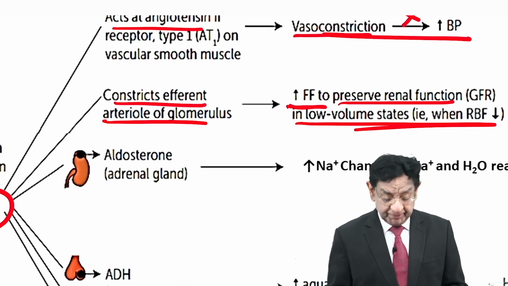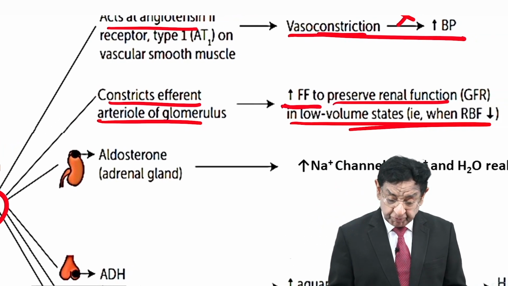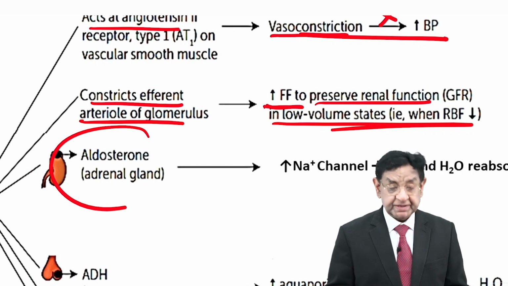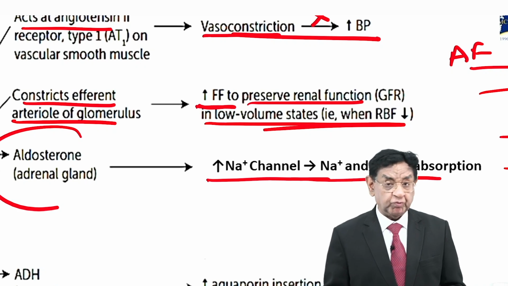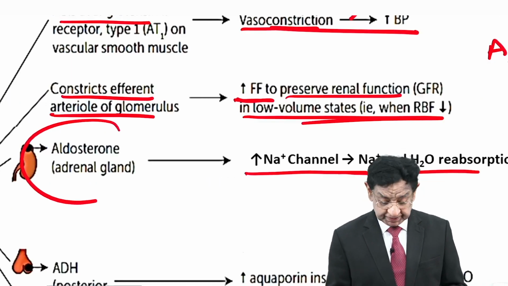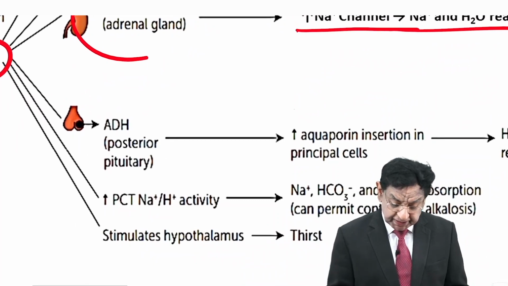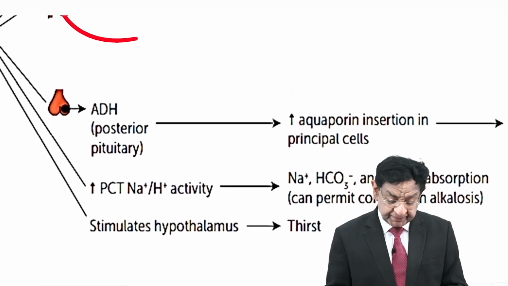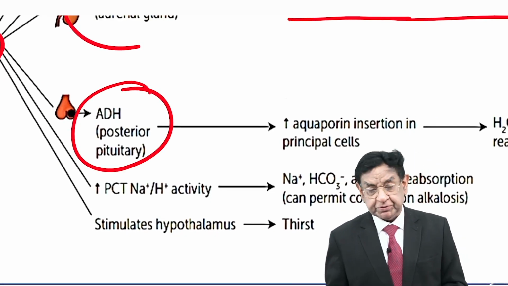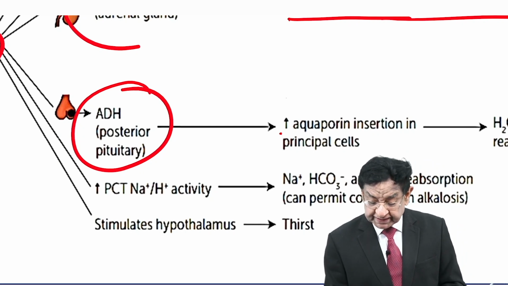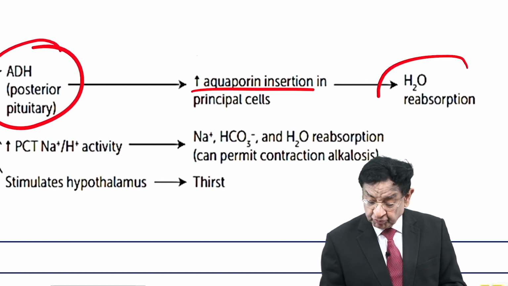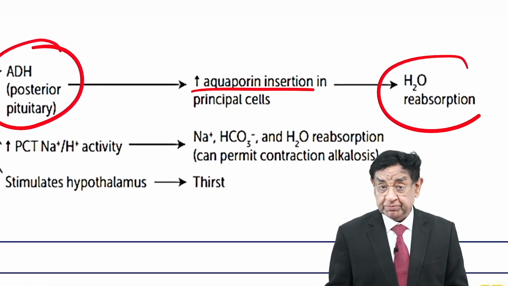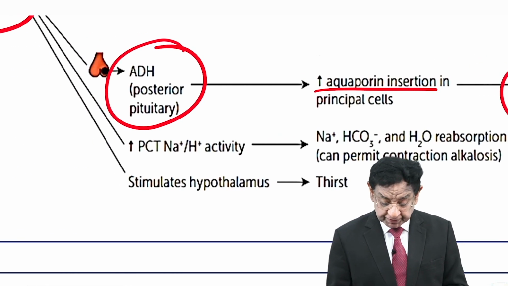Now, everyone knows that angiotensin 2 plays a very important part in stimulating aldosterone, and that leads to increased sodium channel activation, leading to sodium and water reabsorption. Then many of us are not aware that they even stimulate the posterior pituitary to secrete ADH, which acts on the aquaporin and causes increased water reabsorption. The point to be noted: angiotensin also stimulates ADH release from the posterior pituitary.